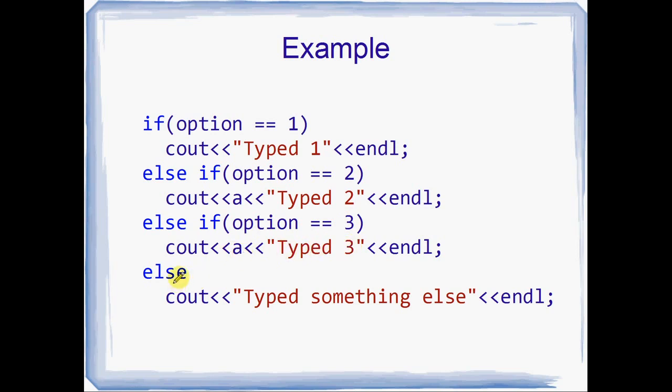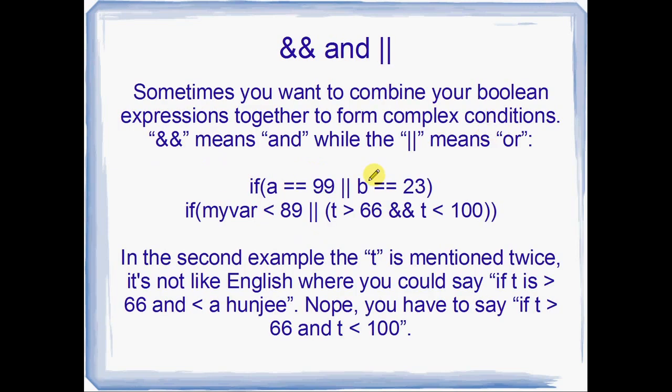And finally, if none of those things happen, so if option's not 1, not 2, and not 3, if it's something else, maybe it's 4, or maybe it's 0, or a negative number, then this is always going to execute. So finally, we're going to say typed something else at the end. That's pretty basic, and that's a fairly similar pattern to what we'll be programming at the end in an example.